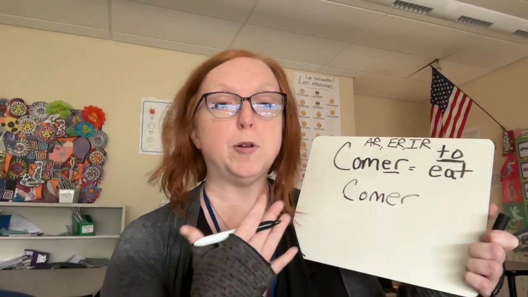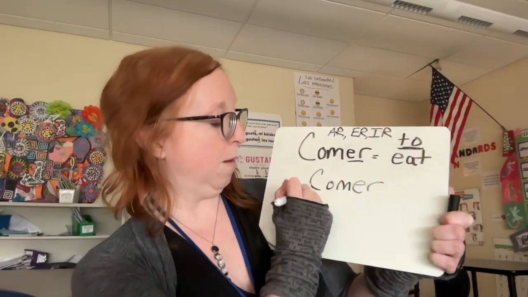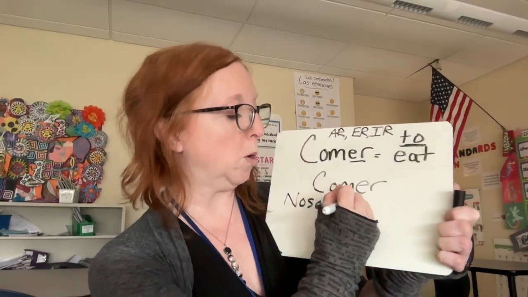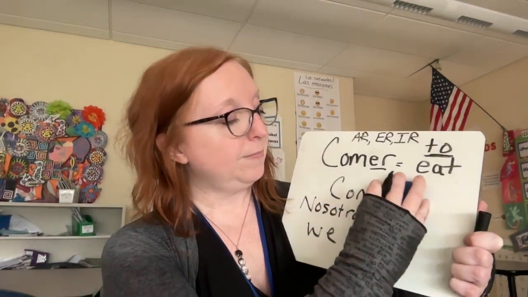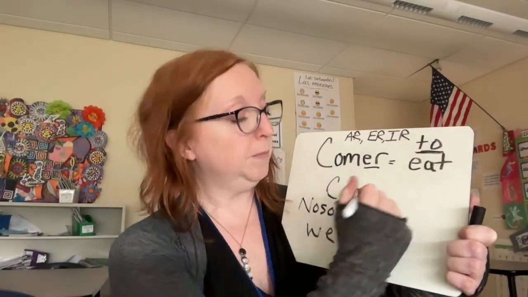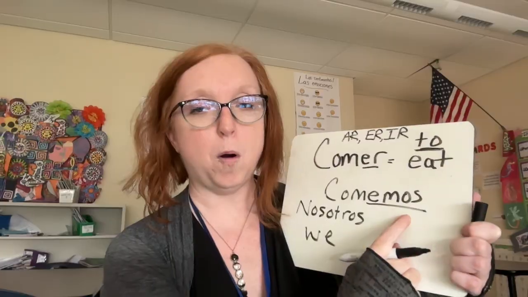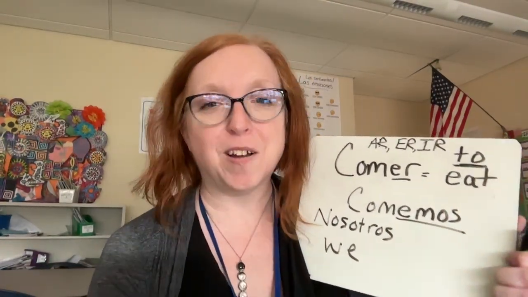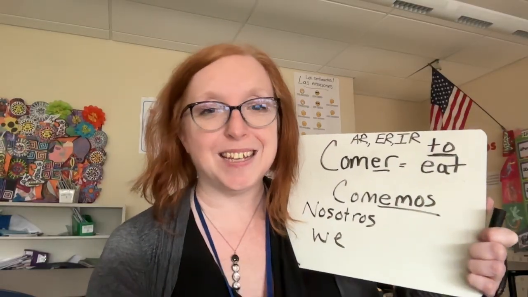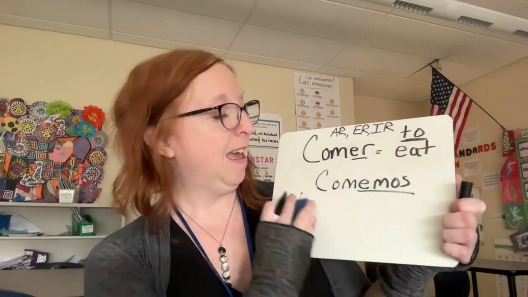Now let's see what happens when we make it plural. Next would be the plural for I, nosotros, we, right? So if I am with somebody else, I am a nosotros or a we. Well, chop off the ER for an ER verb. You guessed it. Emos, comemos. Comemos tacos, comemos tartas. We eat tacos, we eat cakes. Comemos galletas, we eat cookies. All of those work for the plural we.